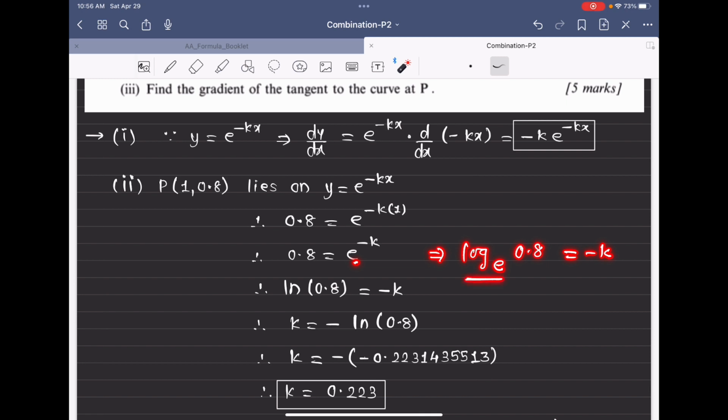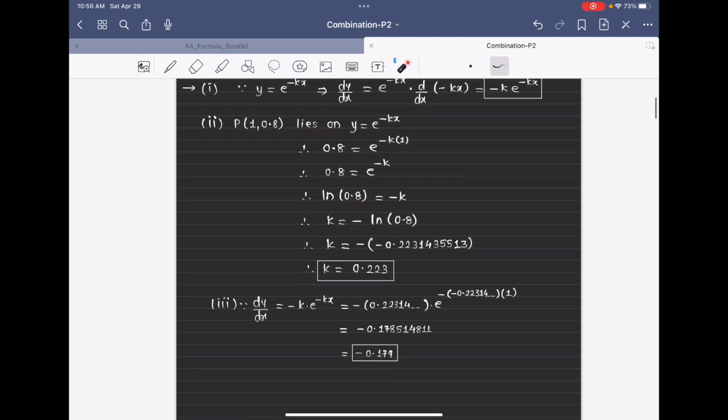But we know that log to the base e is ln. So log of 0.8 to the base e is ln of 0.8, which is equal to minus k. I want k, so multiply both sides by minus. So minus of ln of 0.8. So k is equal to minus of ln of 0.8, this value. If you check on a calculator, then you round off the answer. Negative of negative is positive. 0.223 is your final answer.